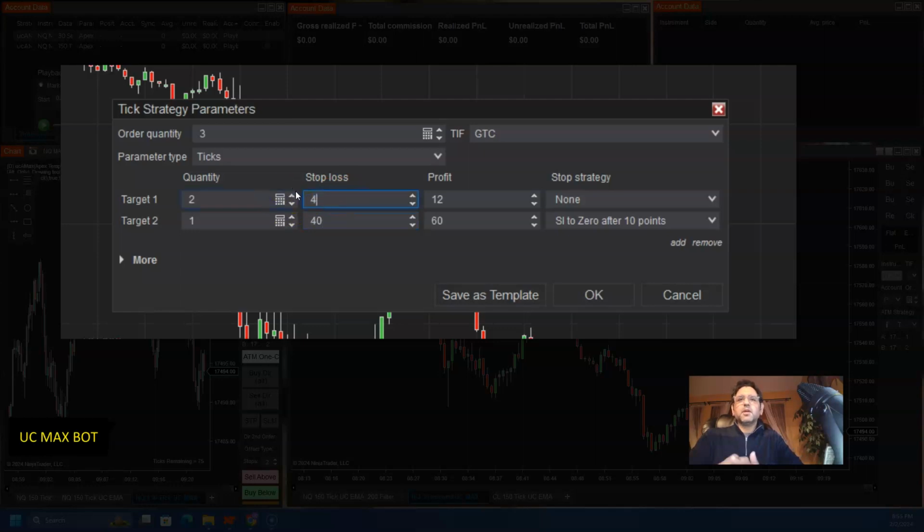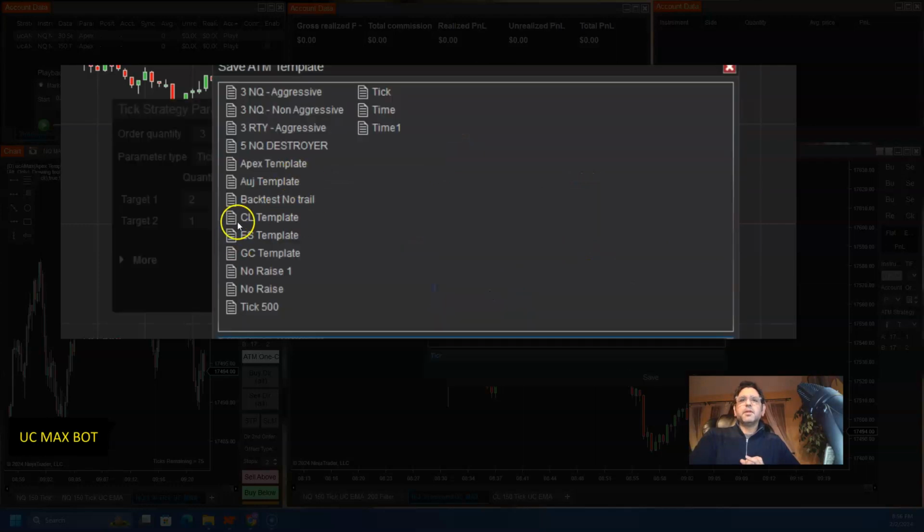We don't want a whole lot when the position goes against us, because we're targeting small points. So the aim would be to check how many times we hit the T1. We would expect the probability to be in our favor. That's why we're taking 2 contracts out there and leaving the runner with the raised stop loss after 10 points. So let's save that template.